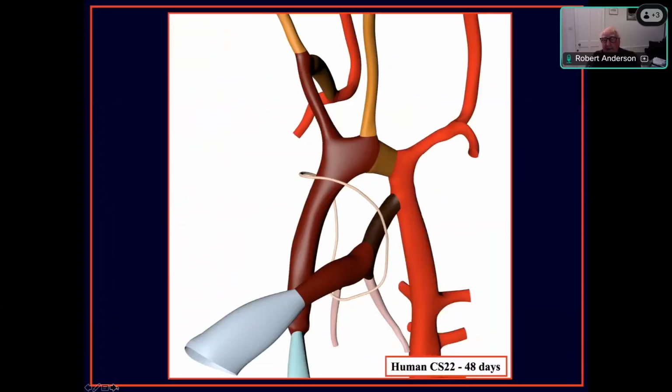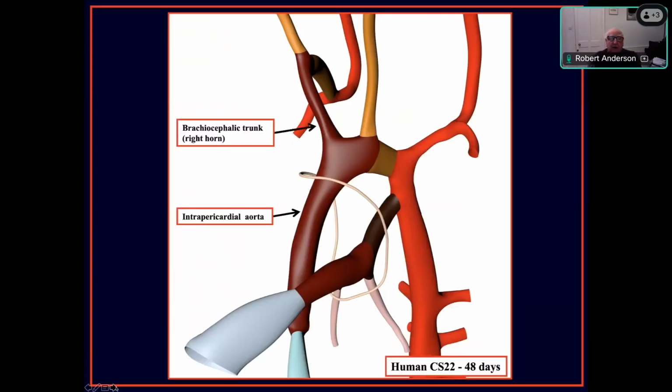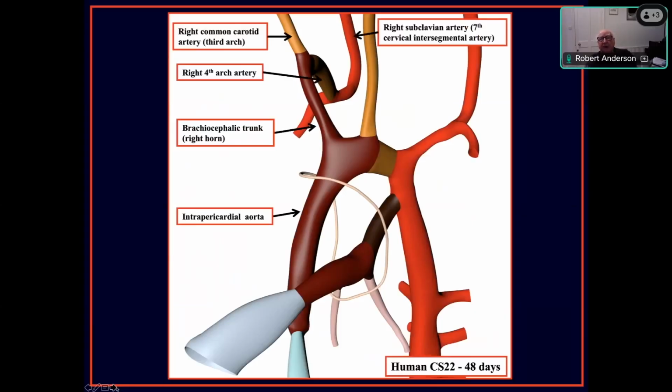So by the end of the 7th week of development at Carnegie stage 22, we have the definitive situation. The intrapericardial aorta again now gives rise to the right horn of the aortic sac, which is the brachiocephalic trunk, feeding right common carotid artery through fourth arch artery, the right subclavian artery, which now has migrated up, having started as the seventh cervical intersegmental artery. The left horn of the aortic sac is now the first branch of the aortic arch, and it is giving rise to the left common carotid artery.